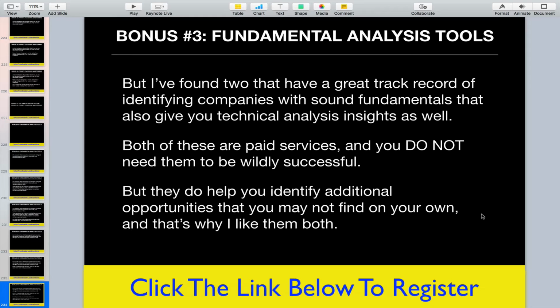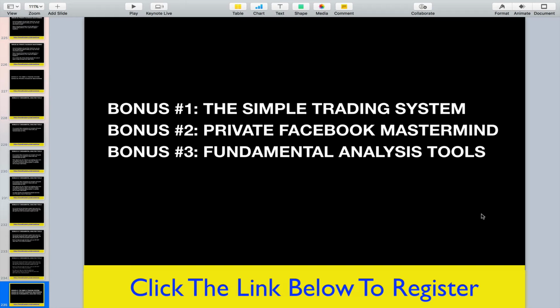I'll give you links to their websites. You can go and check them out. But these are the 2 that I have found helpful. Again, I'm not advising you to use them, and you don't need them. You can do this without fundamental analysis. But I wanted to put them in here because a lot of people feel more comfortable when they have the fundamentals on their side. I know I do. So that's bonus 3, 2 fundamental analysis tools that will help you find companies with great fundamentals that you can apply your technical analysis skills to.